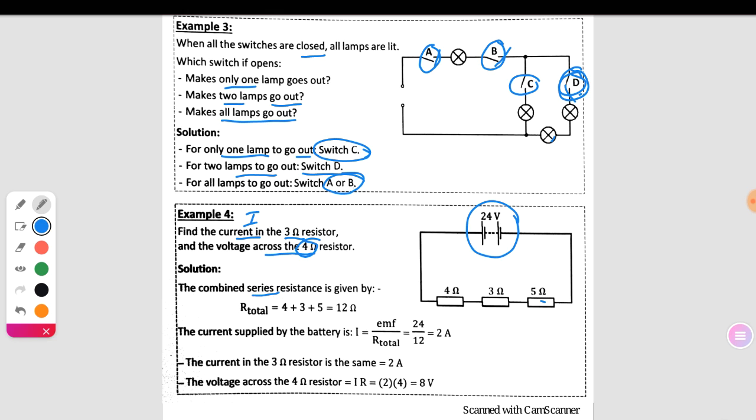Combined in series, the total equivalent resistance equals R1 plus R2 plus R3, which equals 4 plus 3 plus 5, equal to 12 ohm. This is the total resistance. Current intensity equals EMF or voltage divided by R total: 24 divided by 12 equals 2 ampere. This means that the current intensity passing through it is 2 ampere.